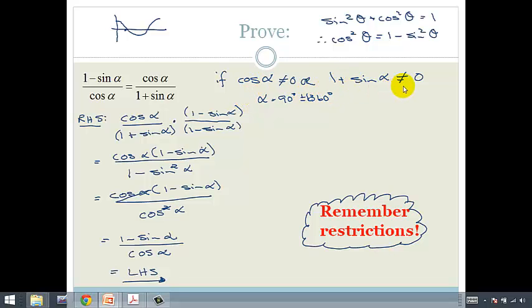Or we know that 1 plus sine alpha cannot equal 0. Therefore, sine alpha cannot equal minus 1. And if we think about our sine graph, we know that it starts at 0, goes up, comes down, and goes over there. So the first time it is at minus 1 is at 270 degrees. Therefore, we say alpha cannot equal 270 degrees or any repeat of that, so plus 360 degrees. So that is your restriction. This is all true as long as your cos alpha does not equal 0 or your 1 plus sine alpha does not equal 0. Okay, let us look at another example.